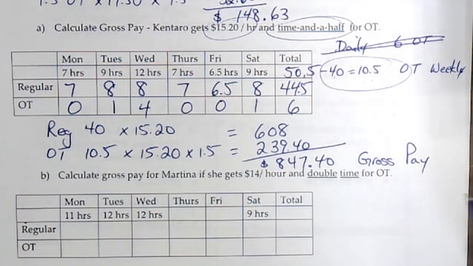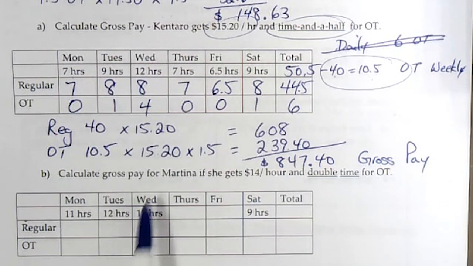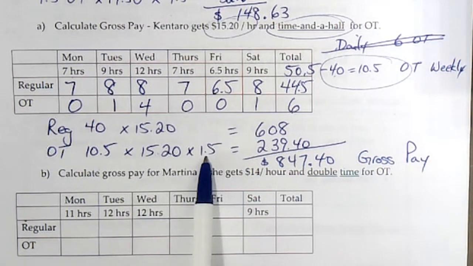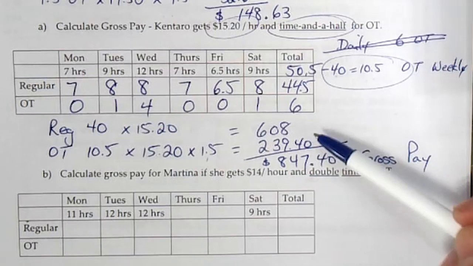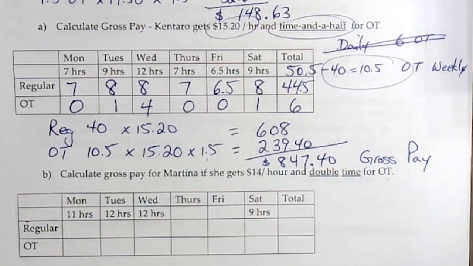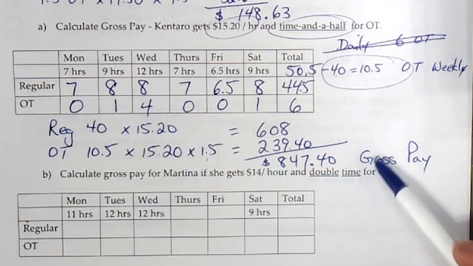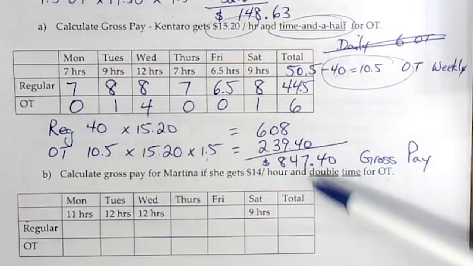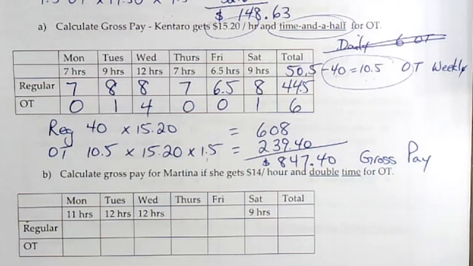So how did you do? I split them up, multiply both by 15.20. Overtime gets the extra times 1.5. Calculate both and add them together. So gross pay for this employee, for Kentaro, is $847.40.